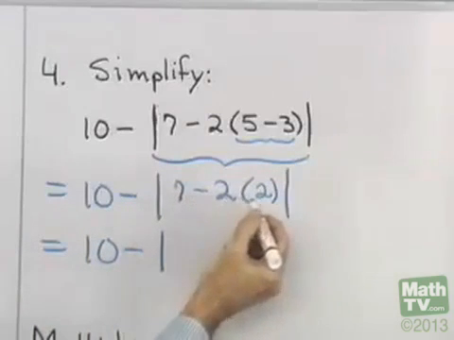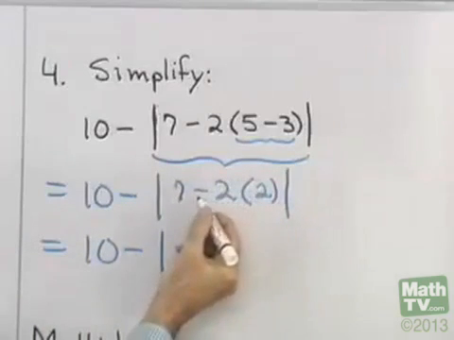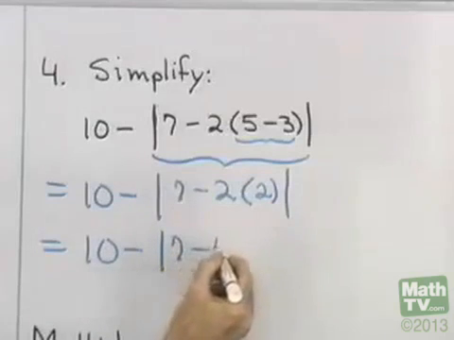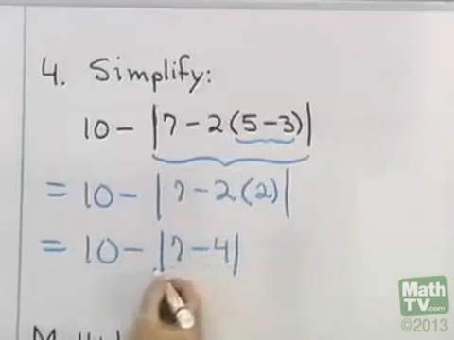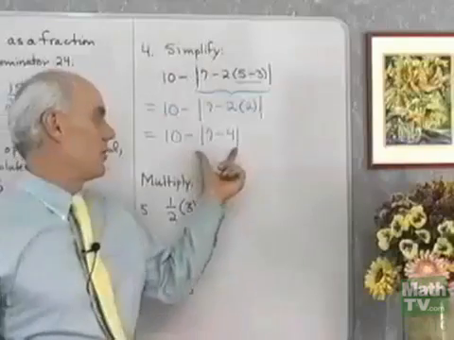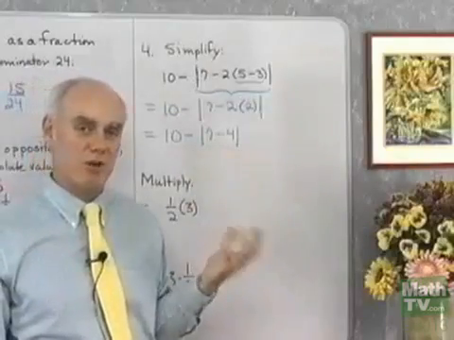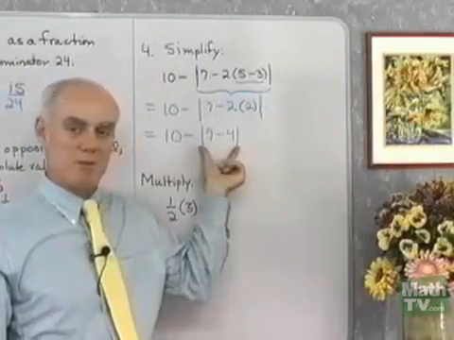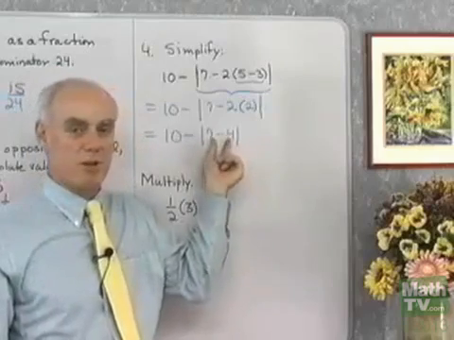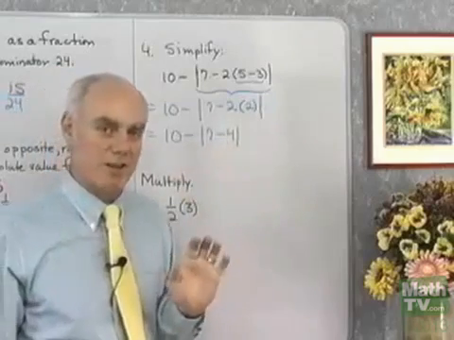Now I'm still working inside the absolute value symbols. 7 subtract 2 times 2 is 4. I need to multiply before I subtract. 7 subtract 4. I still can't take the absolute value yet because I only know how to take the absolute value of a single number. So I can't do anything with these absolute value symbols until this is down to a single number. I have no properties for absolute value or anything else.